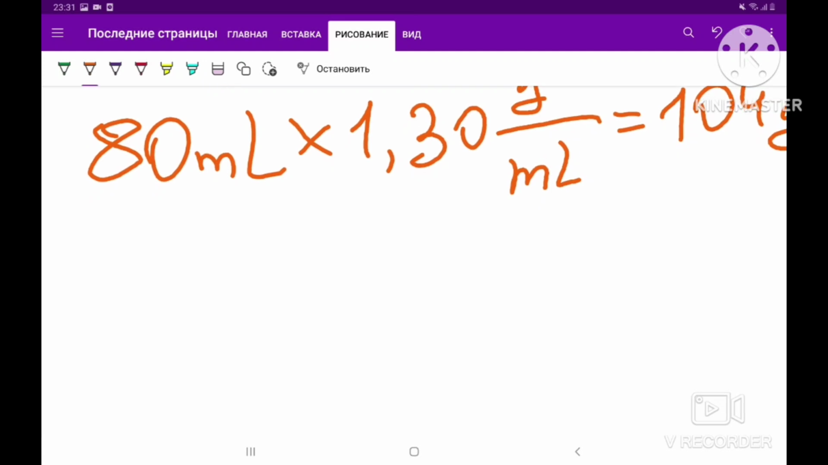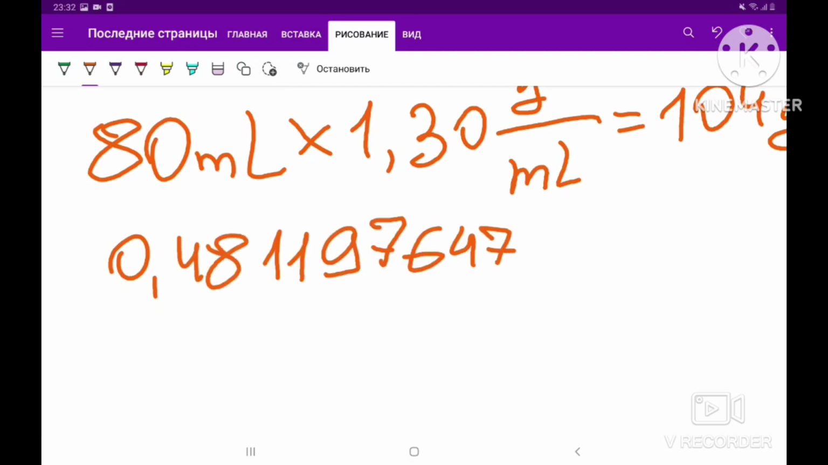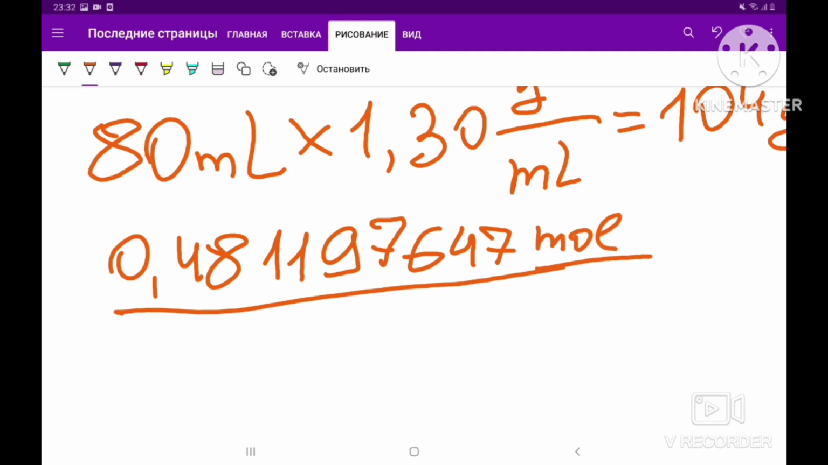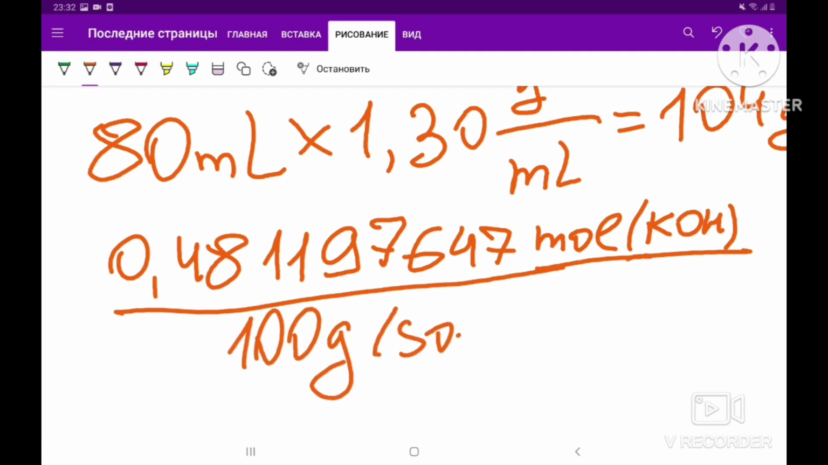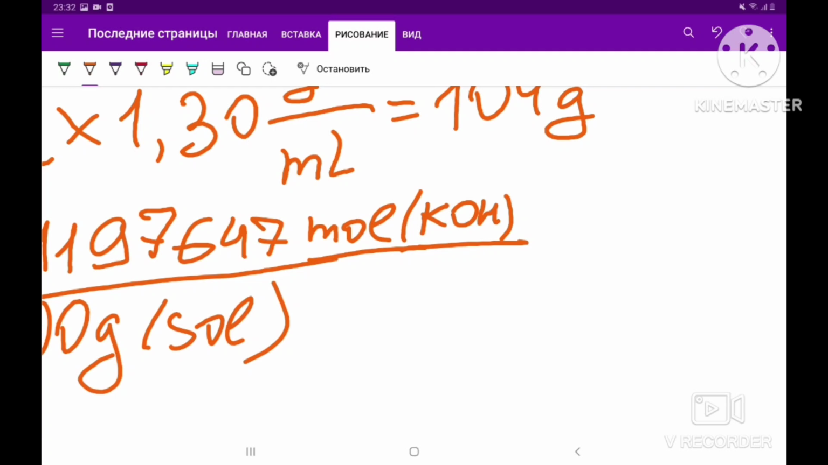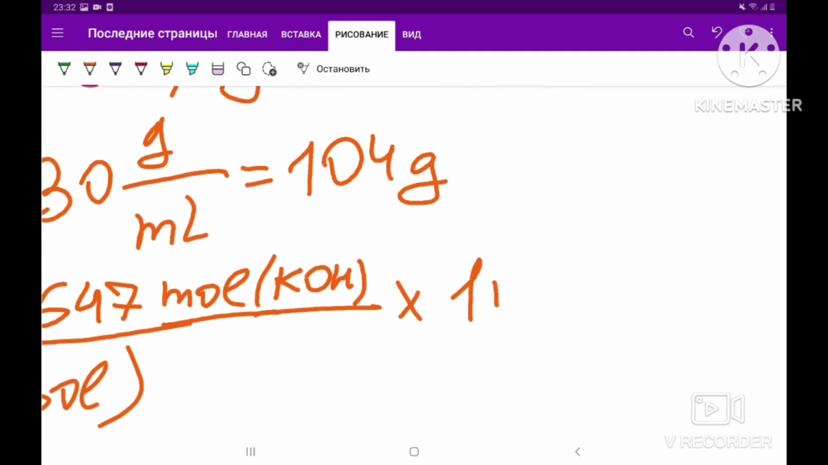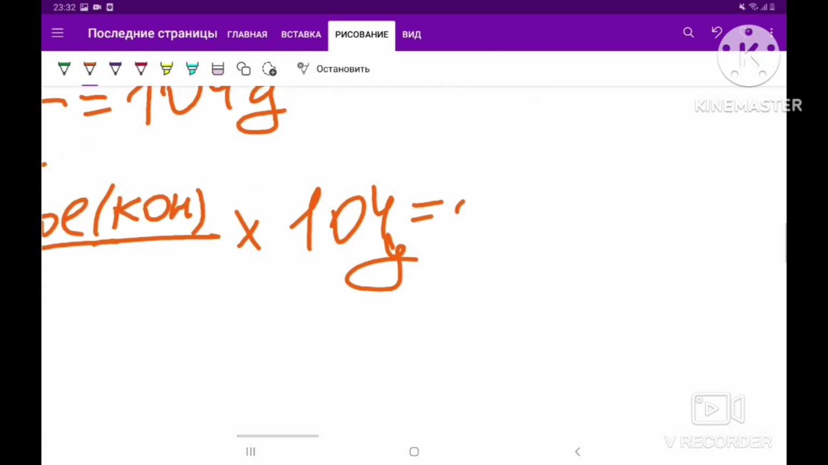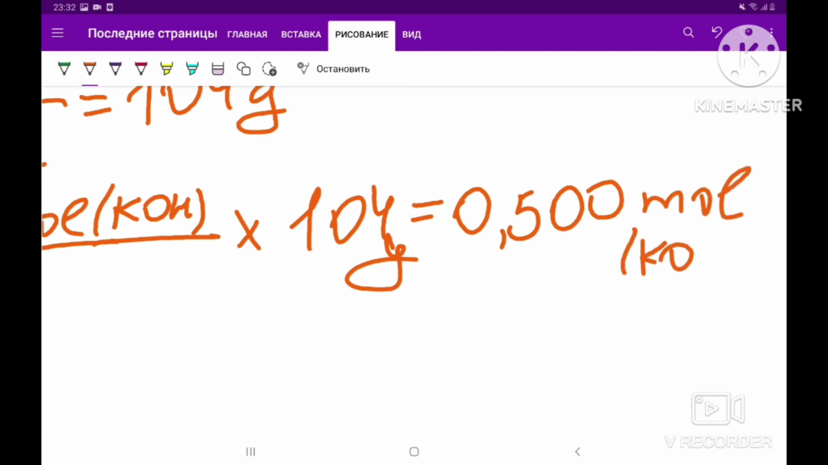That's what we do. The number of moles that we found, divided by 100, it's moles of potassium hydroxide, divided by 100 grams of solution, and we multiply by the real mass, that is 104 gram. The result is 0.5 mole of potassium hydroxide.